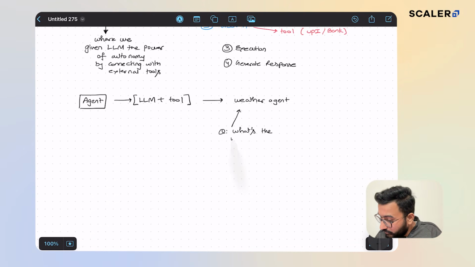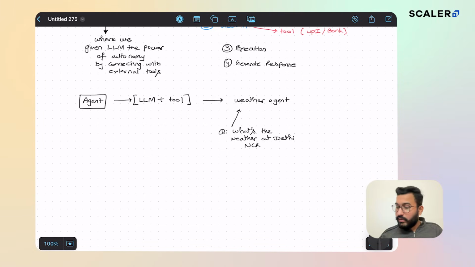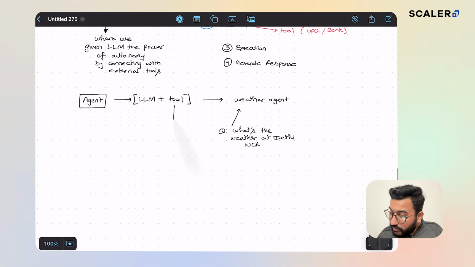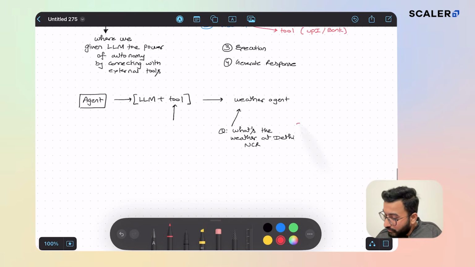what's the weather at Delhi NCR? Now, what will this weather agent do? Since this weather agent is not a simple tool, because if you want to use a tool, you need to provide your input not in a language but in a specific format. Remember, all these tools take input in a specific format. But since this is an agent, you have given your question in plain English, as a plain language. So this is a language-based question.